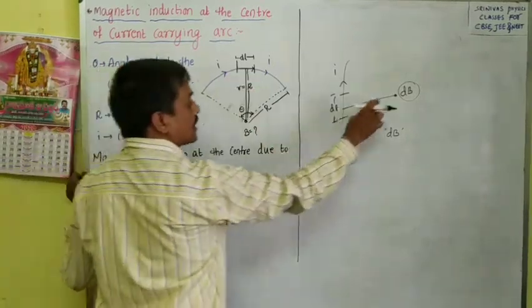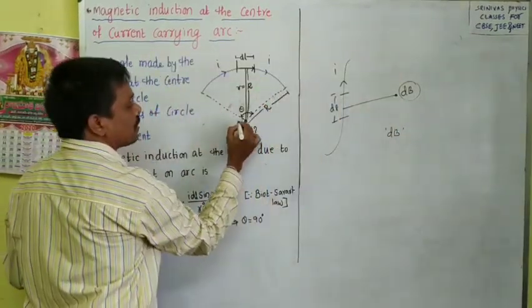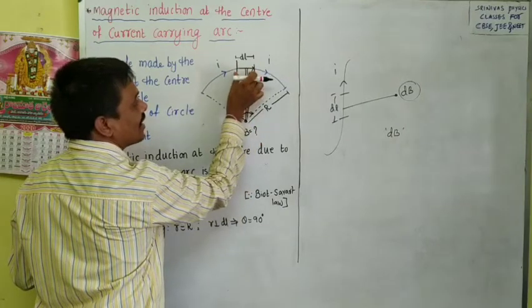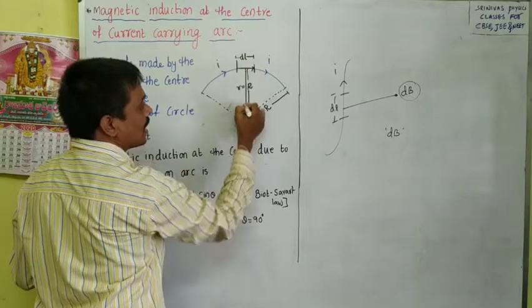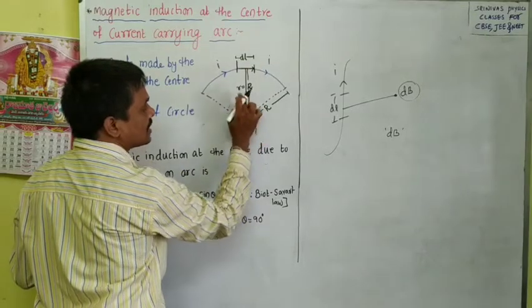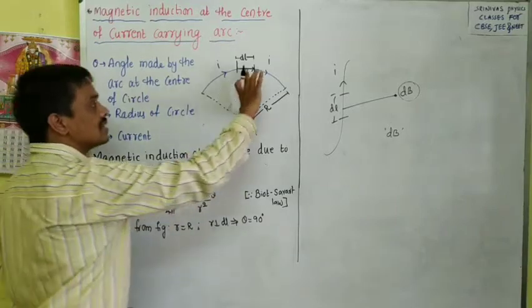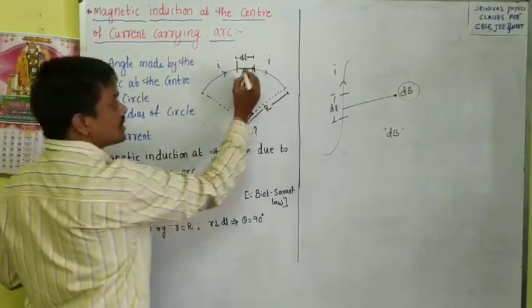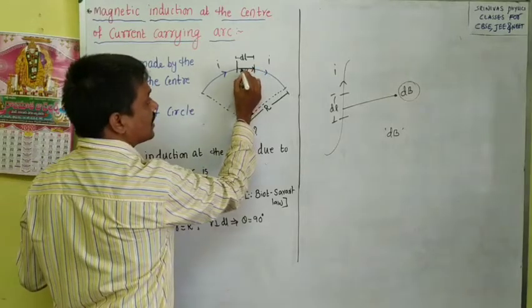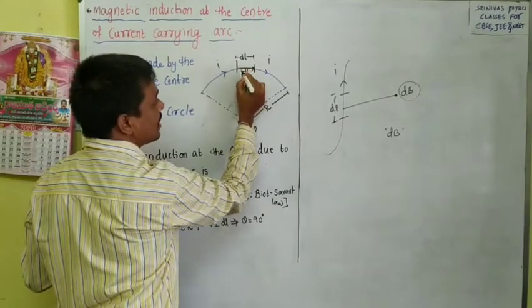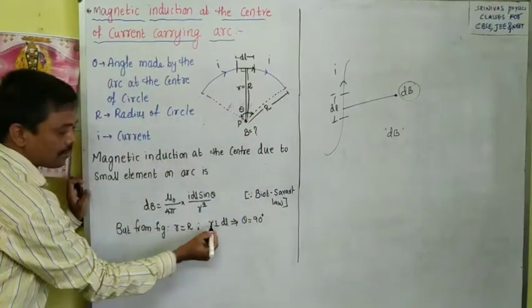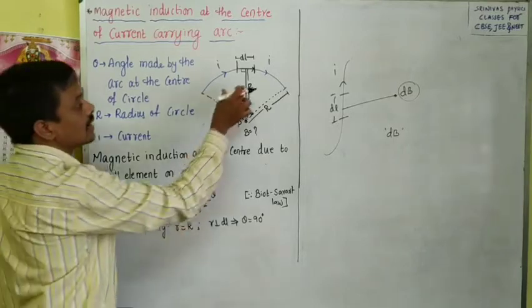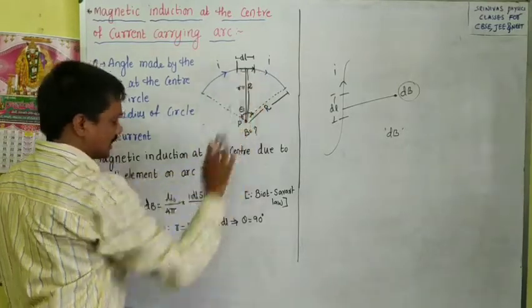To find the magnetic induction at this point, we take the small element dl on the arc, at a distance small r. In the figure, small r is equal to the radius capital R. Theta is the angle between small r and dl. Here dl is straight and r is the radius, so r and dl are perpendicular, and theta is 90 degrees. The radius of the circle we take as capital R.